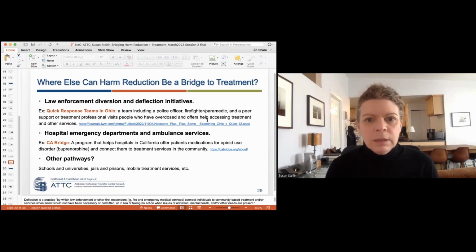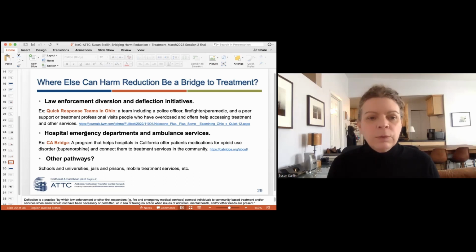This link describes the philosophy of deflection as opposed to diversion. Deflection is thought of as referring someone to treatment before an arrest happens, so someone isn't going to end up with that criminal record.